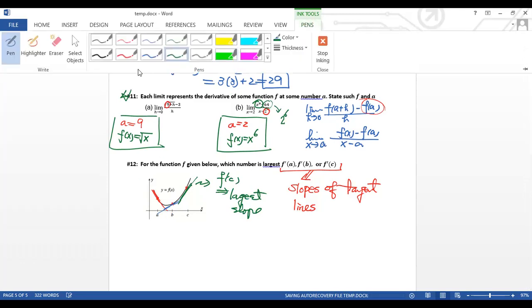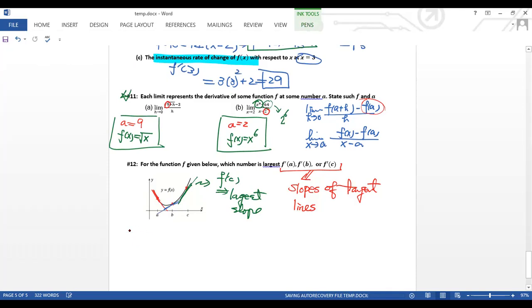The red line here for F prime A will give me a negative number, right? Because the line goes downhill, so it has a negative slope. Then the blue one here and the green one, they both go uphill, so they both have a positive slope. But the green one, the slope is steeper than the blue one. So that's why we said F prime C has the largest value, right? Because remember, the derivative is the slope of the tangent line at that specific point.